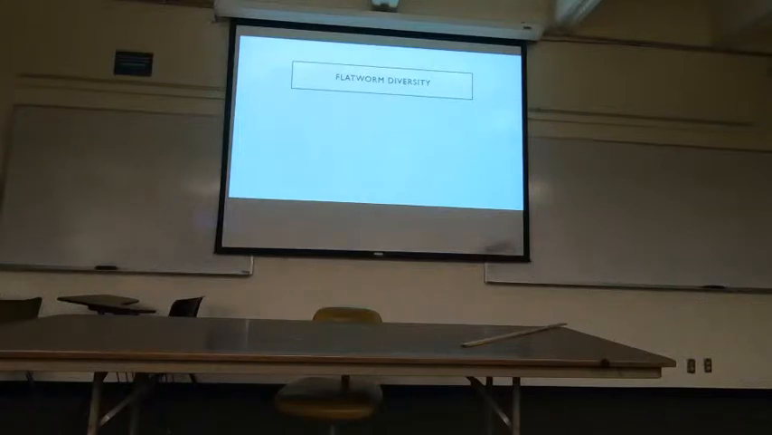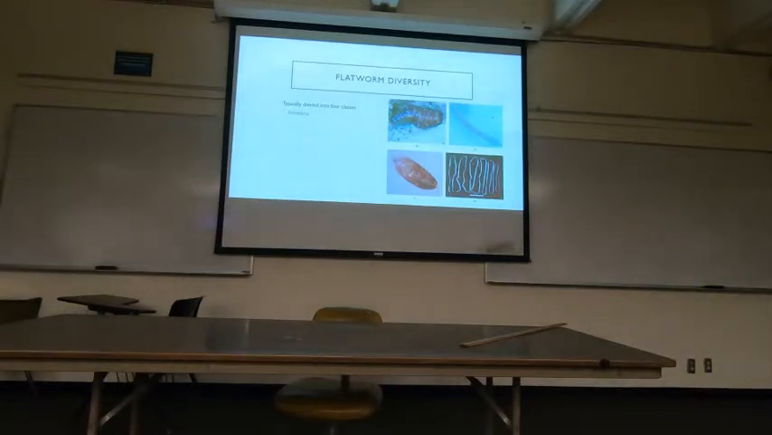All right, on to the diversity here. So remember, there's 20,000 species, mostly parasitic. This phylum gets divided into 4 classes: the turbellarians, the monogenea, the trematoda, and the cestoda, those creepy ones with no digestive system.